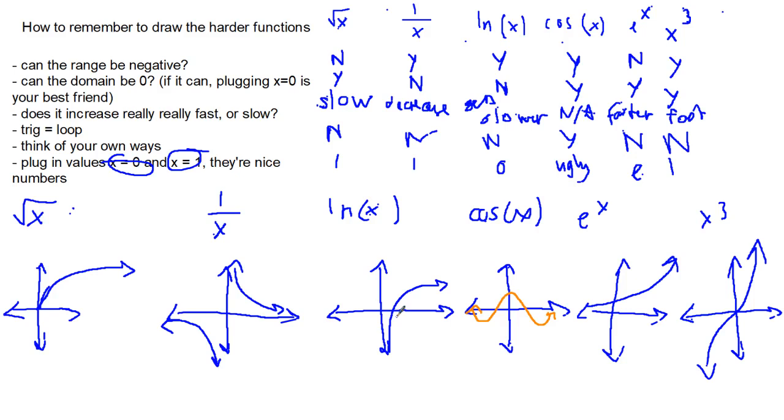If you check out the functions over there, you can see that the domain can be 0 for some of these functions. Does it increase really fast, or really slow? Model how the functions increase and decrease over time. Cosine increases and decreases at a periodic rate, but e to the x increases really, really fast. Then we have x cubed, which increases fast, slows down a little in the middle, then increases fast again, like the hare and the tortoise.